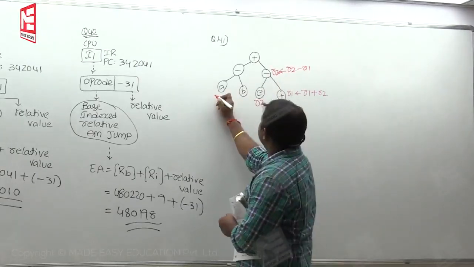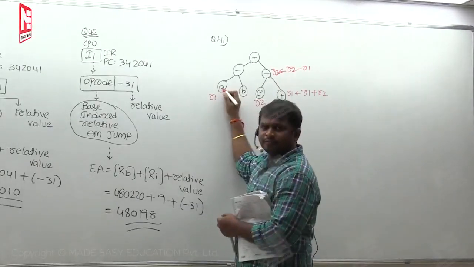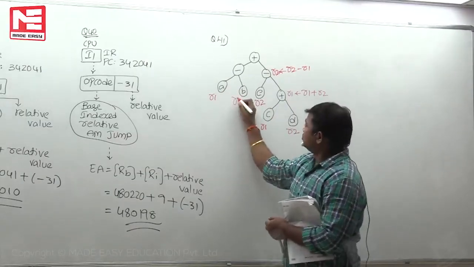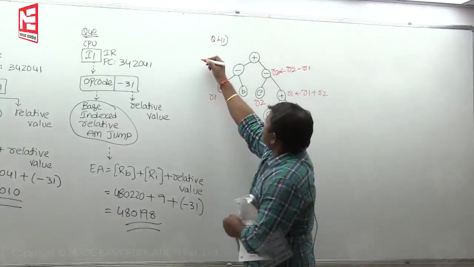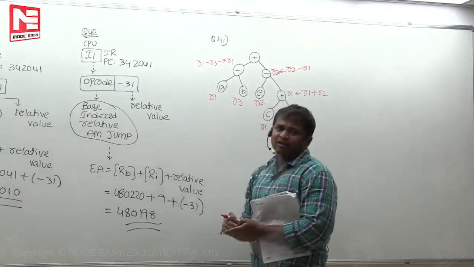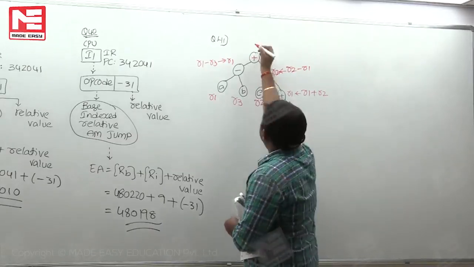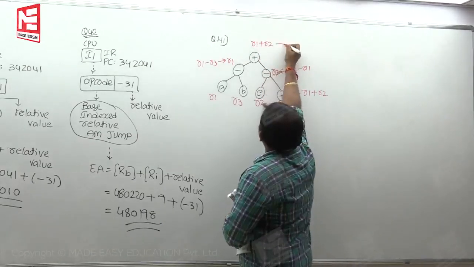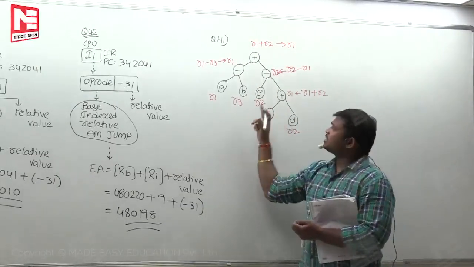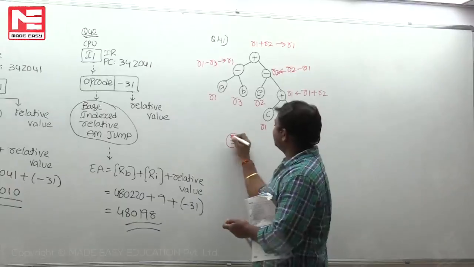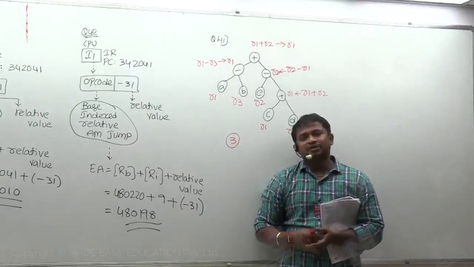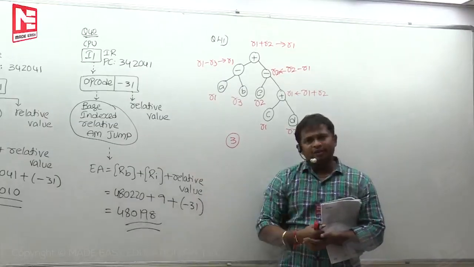Next, come to this side. Use R1 to load A. Can I use R2 for B? No. Take new register R3. Then R1 minus R3 result is stored into R1. Any one of the register you use R1. Now here R1 plus R2 result is stored into any one of the register. Use R1. So how many minimum registers are required to evaluate this? 3. Got the point?